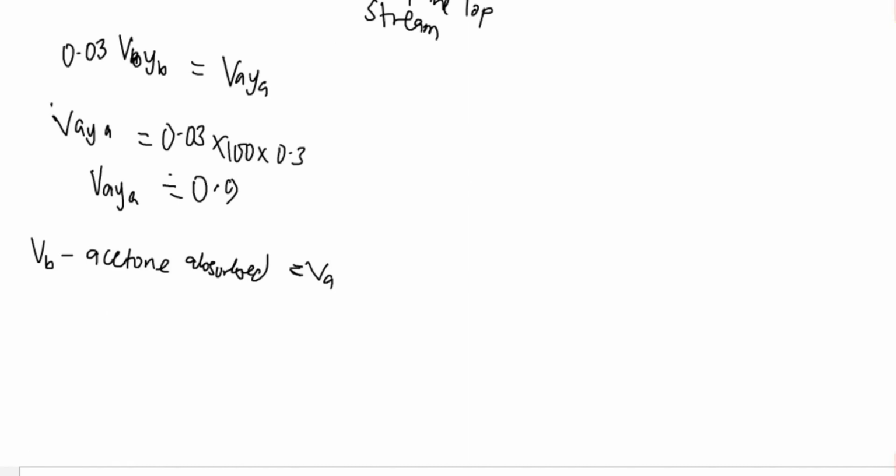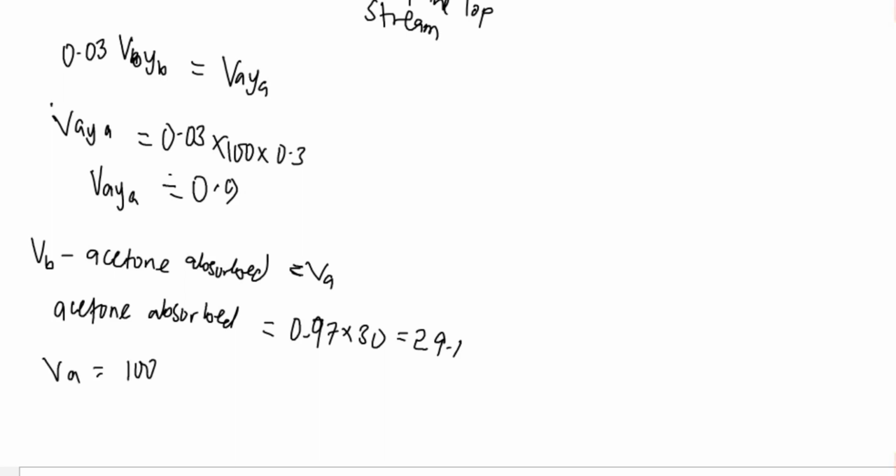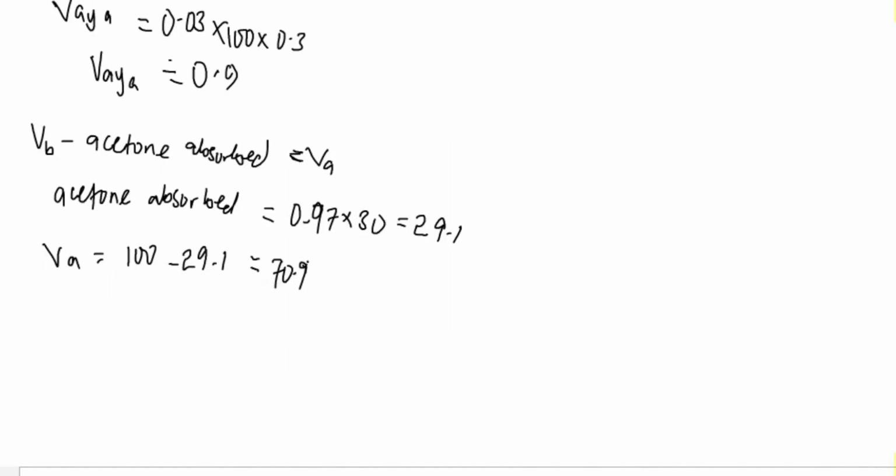What is the acetone absorbed? The acetone comes in as 30 mol. So acetone absorbed is 97% of 30 mol. Calculate it in your calculator. This will give you 29.1. So VB is 100, right? Then VA is equal to 100 minus 29.1, which gives us 70.9, right? So now my value of VA is 70.9, and we know that VAYA is equal to 0.9.